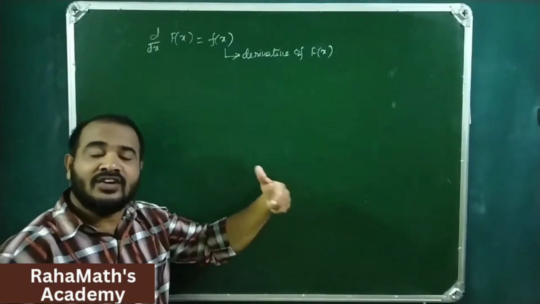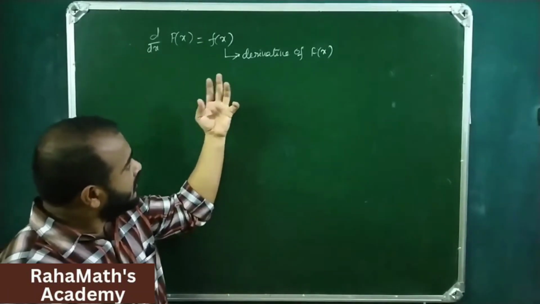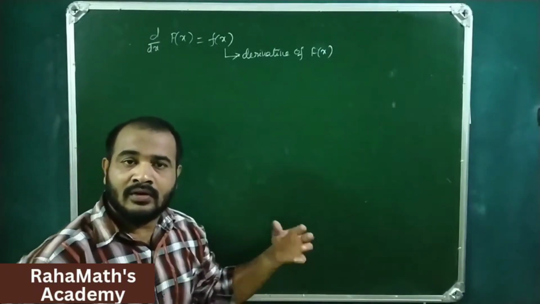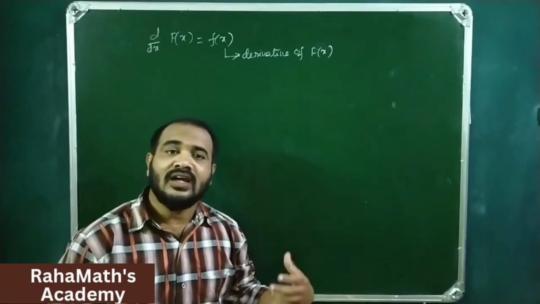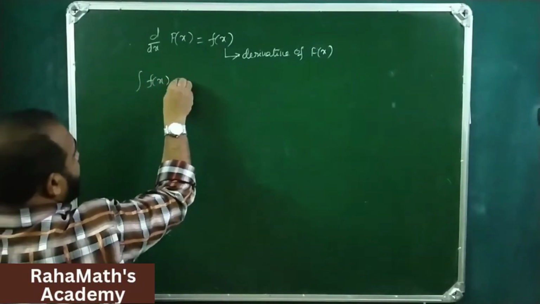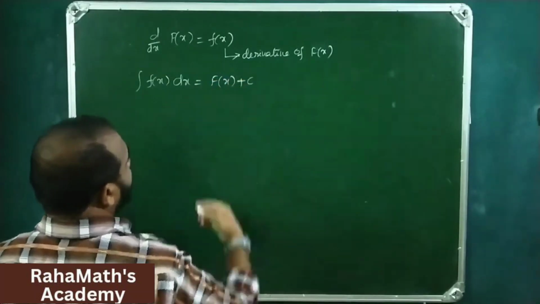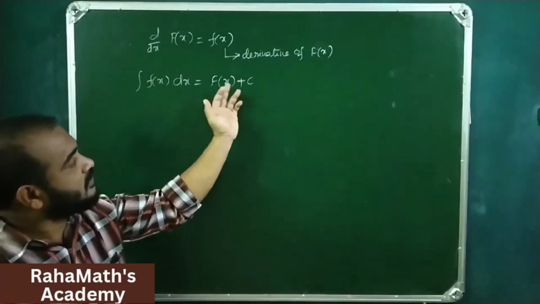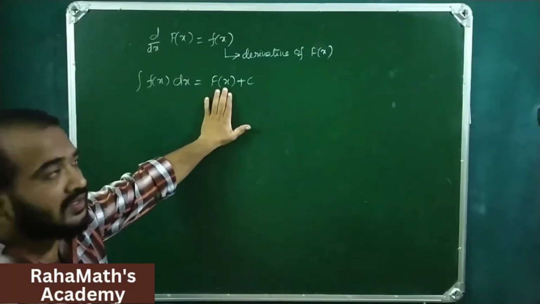And if so, is it unique? This process of finding the antiderivative, the reversal process of differentiation, is called integration. That is, integral f of x dx is equal to F of x plus c. So we get the original function here.